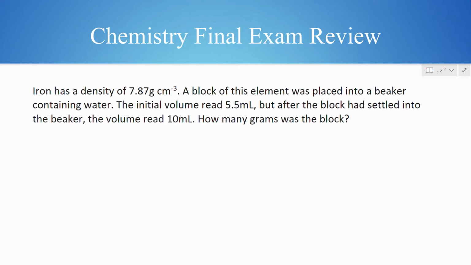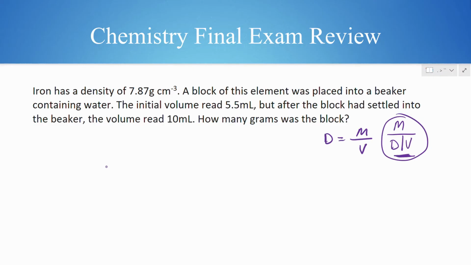Iron has a density of 7.87 grams per centimeter cubed. A block of this element was placed into a beaker containing water. The initial volume read 5.5 ml, but after the block had settled into the beaker, the volume read 10 ml. How many grams was the block? This is another problem using the density equation. However, this time we want to find mass. And from the shortcut, we know that mass is going to be density times volume.